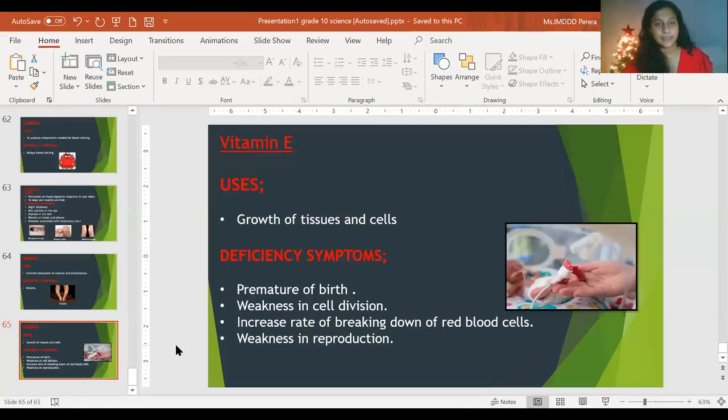So this is the end of my presentation, and I'll do a small recap. We did carbohydrates, then proteins, lipids, and then nucleic acids, and we discussed all the structures of those, and what else, the functions, all these things.